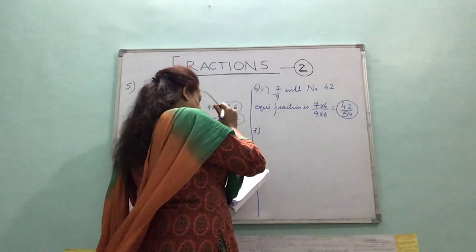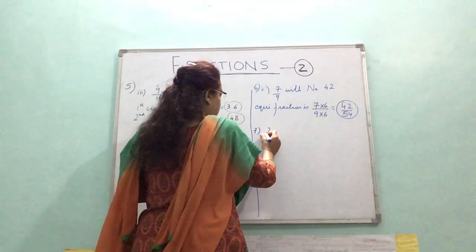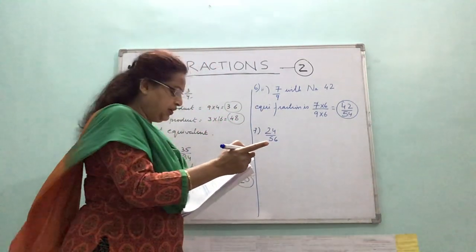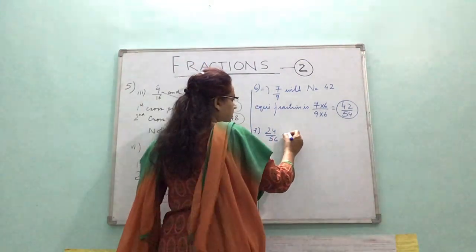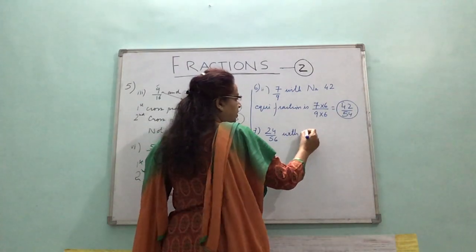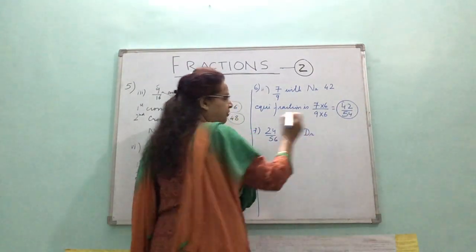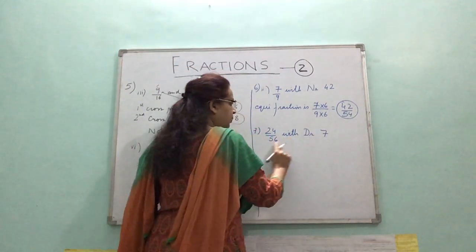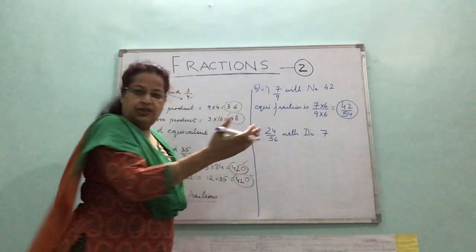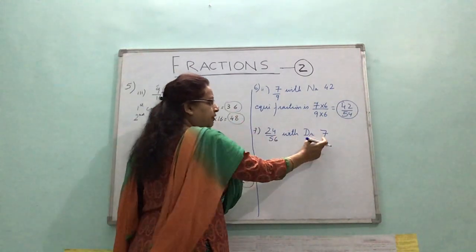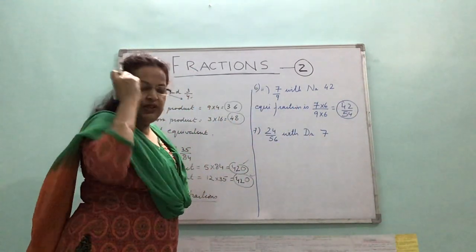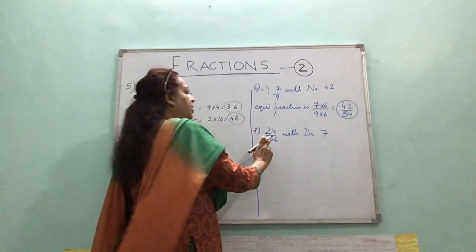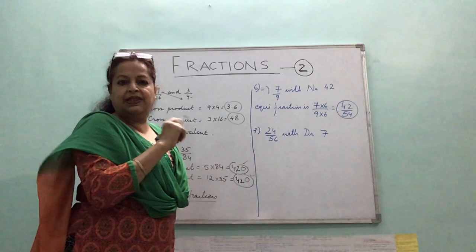Here, it is 24 by 56 and you have to make an equivalent fraction with denominator 7. Now here also, children, I will write the abbreviated form of denominator as DR. Denominator 7. Now it is a smaller equivalent fraction. So if we have to get an equivalent fraction whose numerator and denominator are smaller, obviously we have to divide to get the smaller number. Now by what number will you divide 56 to get 7?